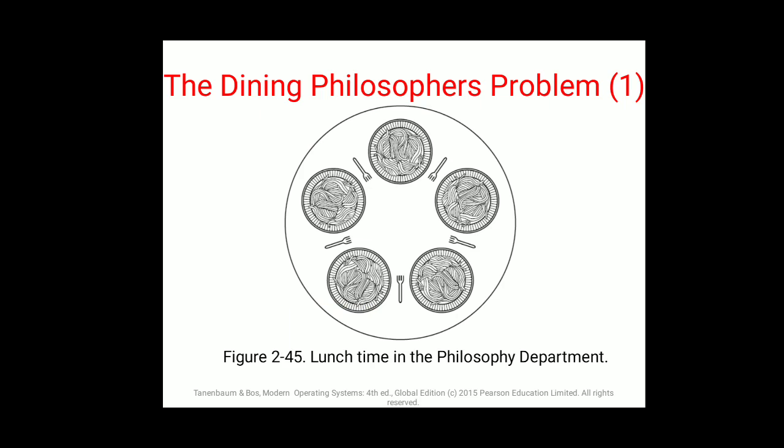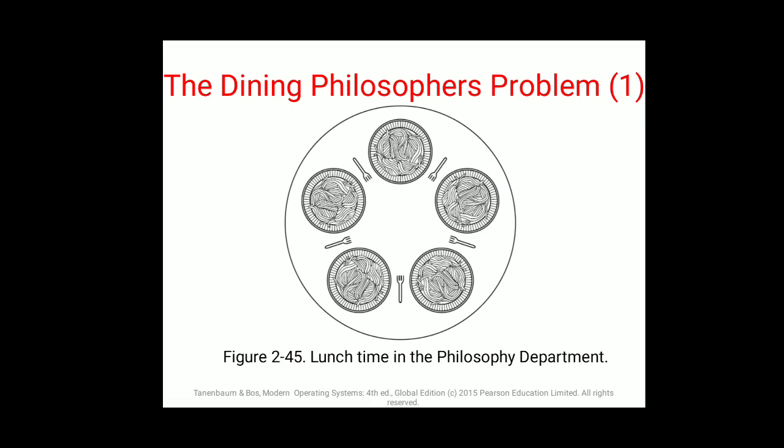So we can see here that there are 5 plates and 5 spoons. Beside every plate there are 2 spoons, but they are commonly shared between 2 plates. So when I talk about a fork and a plate, the problem is stated that the work of 5 philosophers is thinking and eating. Now their task is that they have to use the fork for eating. Fork is that spoon.